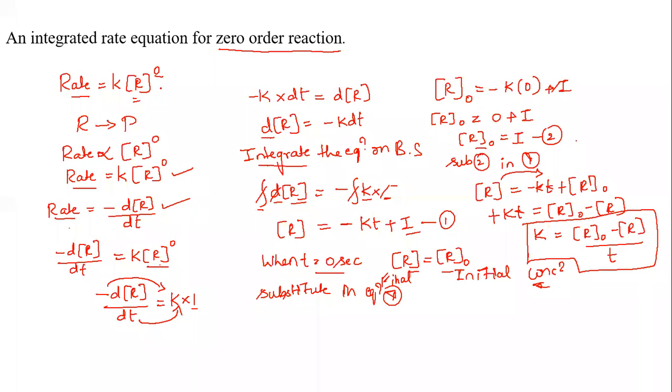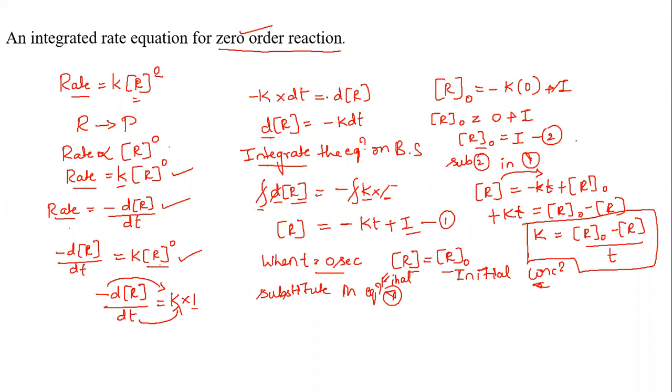See, we started from here. Rate is equal to K into R to the power of 0 because it is a zero order reaction. So this is a rate expression. The K is called rate constant, which is also a proportionality constant. Rate can also be expressed like this. This is the instantaneous rate equation, minus dr by dt. So when we compare these two equations, we'll get the equation like this. And any number to the power of 0 is nothing but 1.